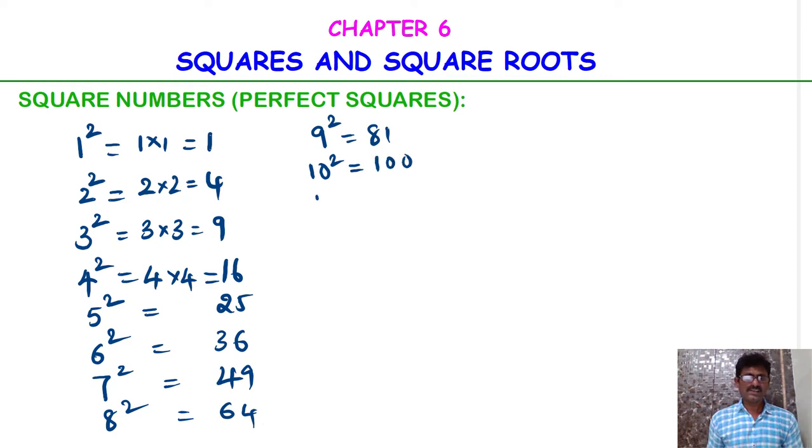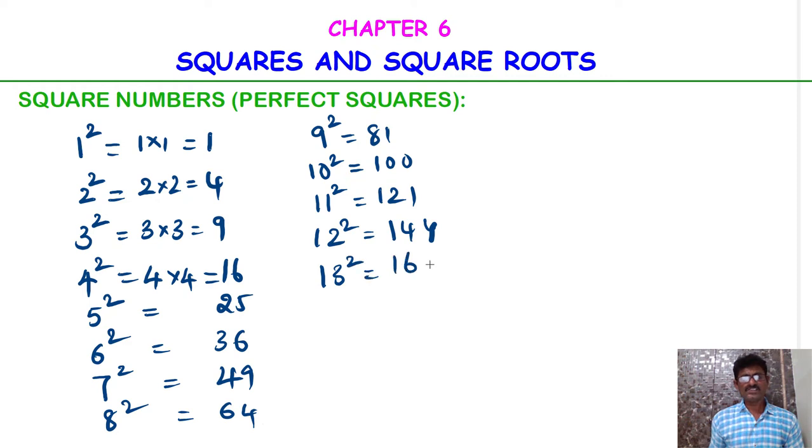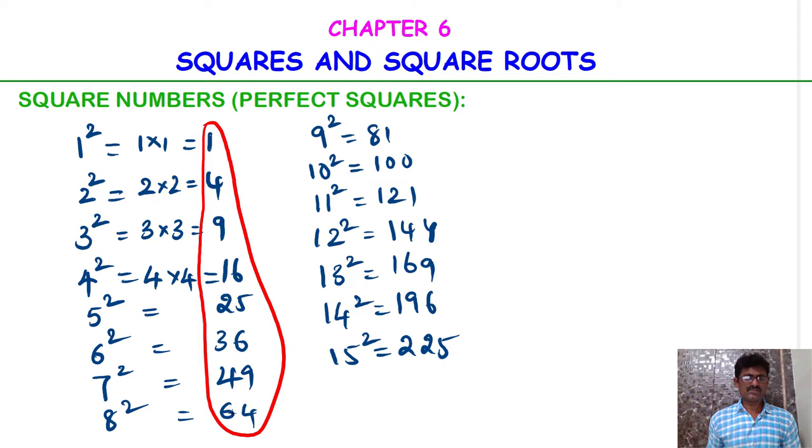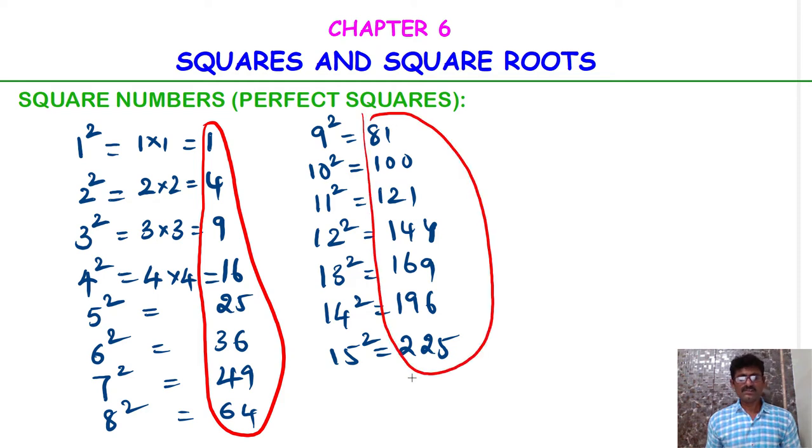If you go further, 11 squared equals 121. 12 squared equals 144. 13 squared equals 169. 14 squared equals 196. 15 squared equals 225. All these numbers 1, 4, 9, 16, 25, 36, 49, 64, 81 up to 225, and we can go on further also. All these numbers are squares of some natural numbers.